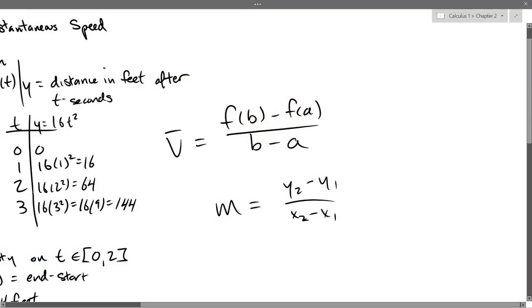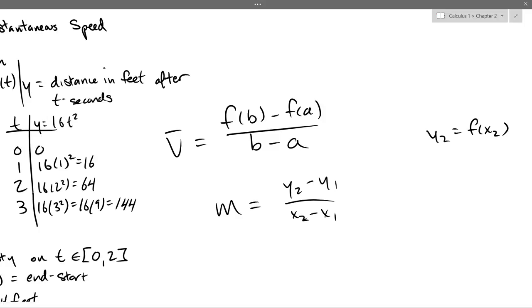So we call this slope right here, y2 minus y1 over x2 minus x1. Now what is y2? Take x2 and f it. That's how you get the second y value. How do you get your first y value? Almost the same exact way.